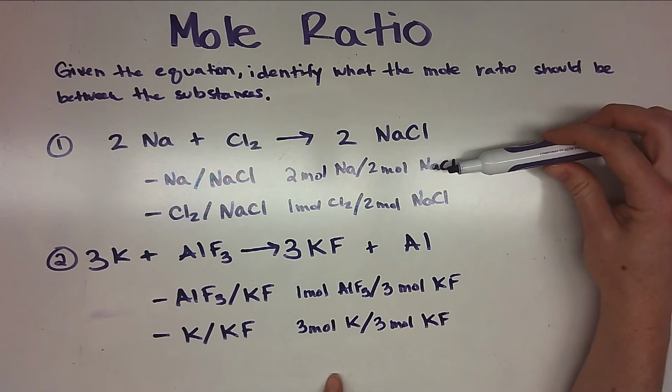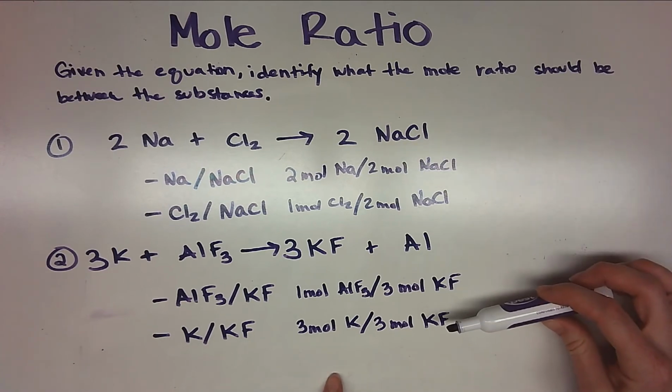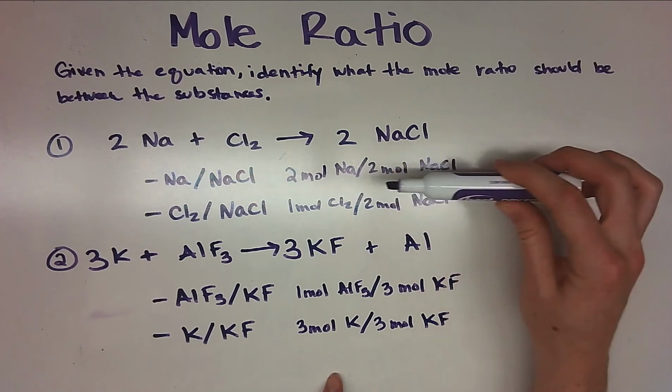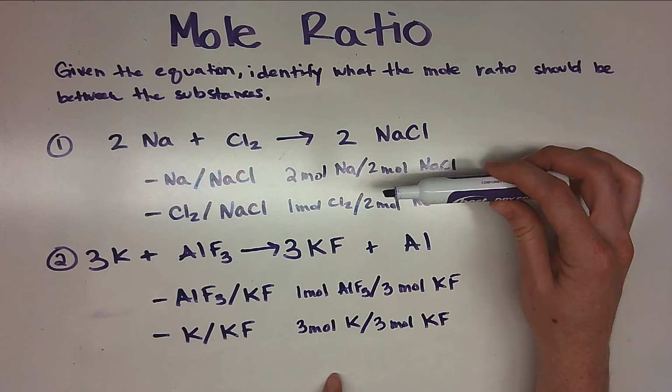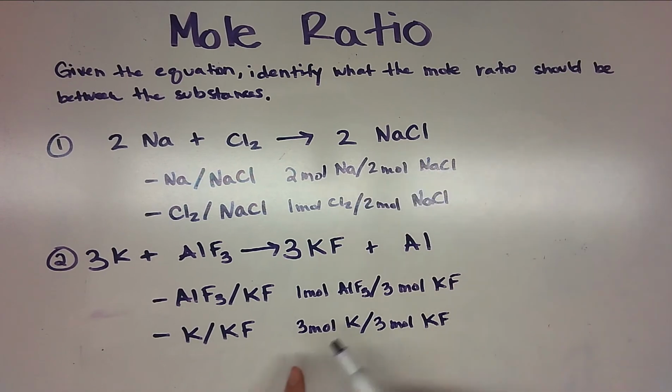So on the first part of number 1 and the second part of number 2, when you have a 2-to-2 relationship, that's the same thing as a 1-to-1. Or on the bottom, when you have a 3-to-3, that's the same as a 1-to-1. But you're not going to have to reduce unless you just absolutely want to.